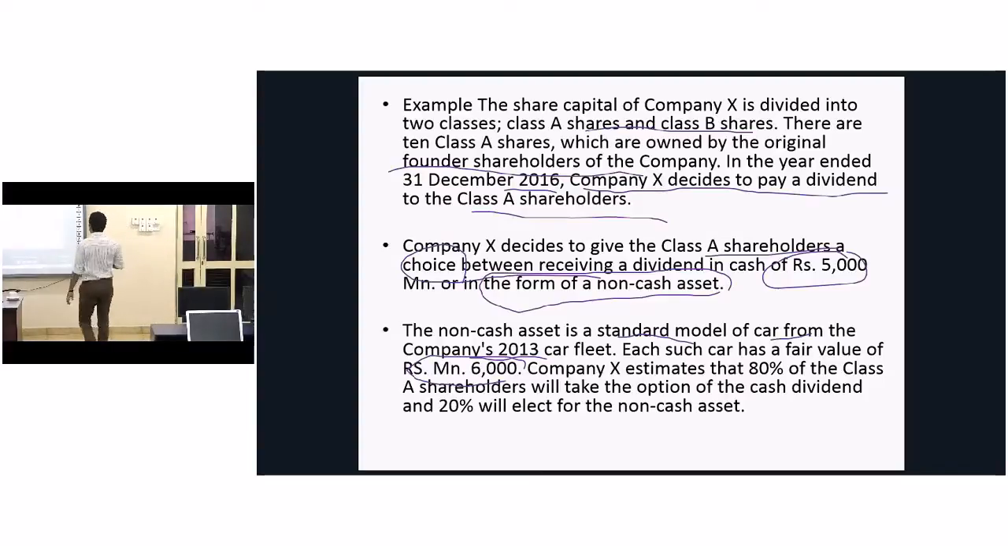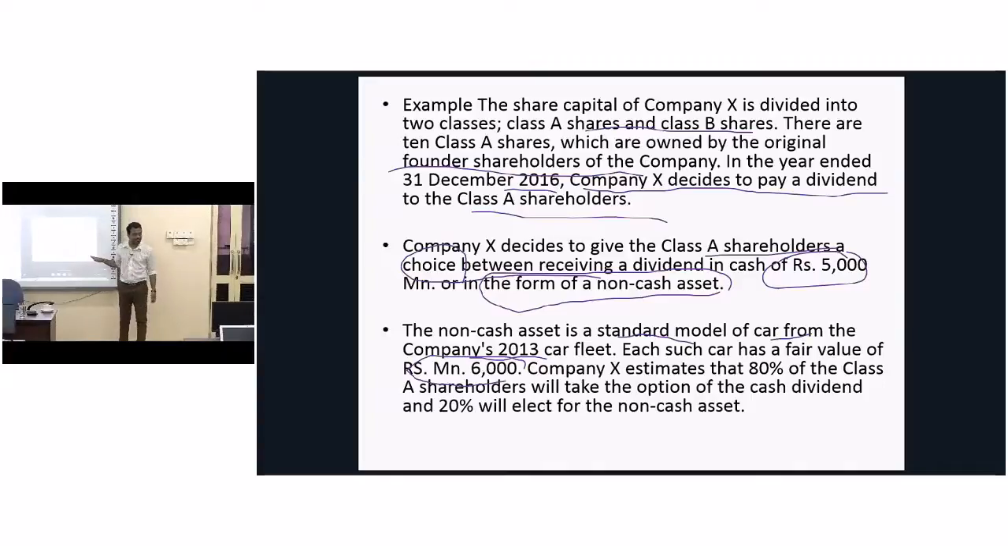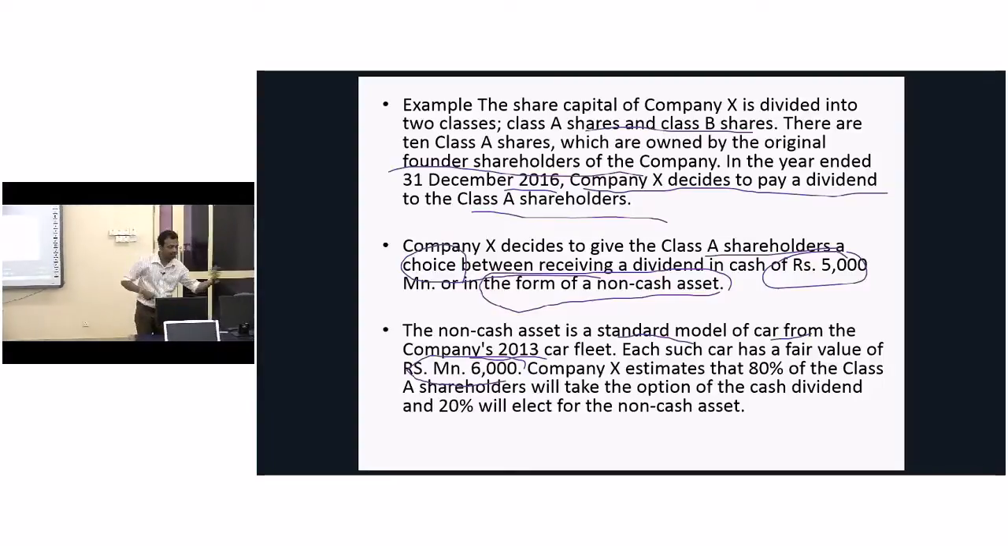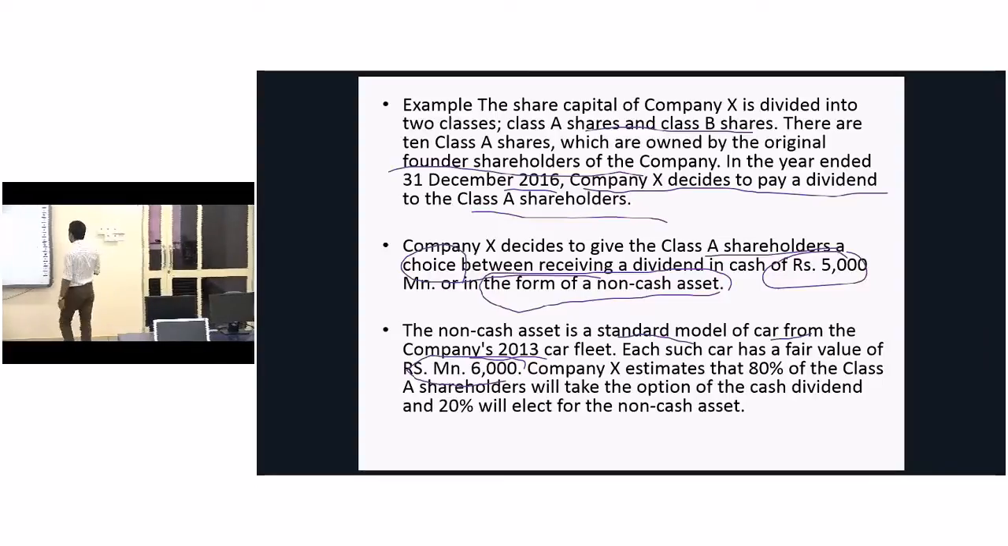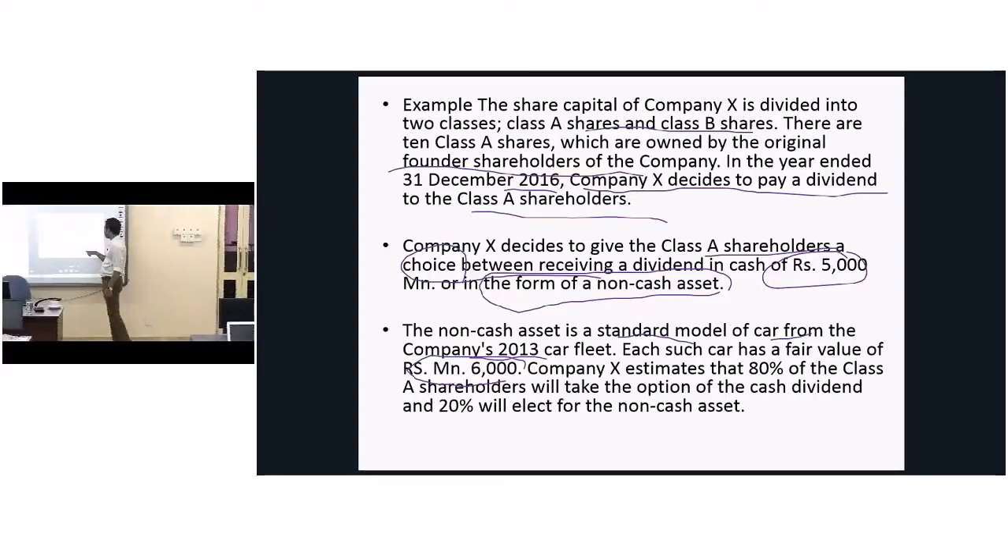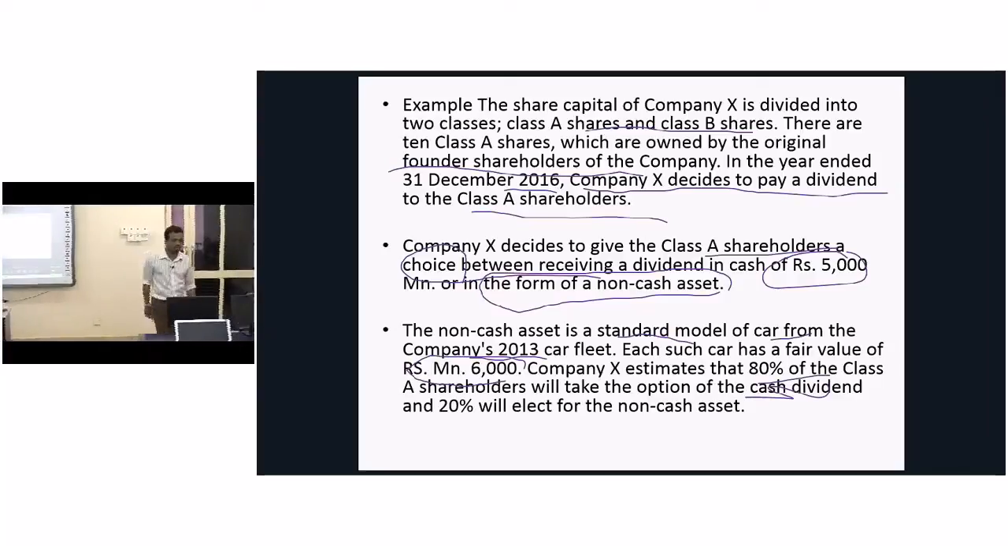That means it's like a win-win situation for both parties. The customer also has a chance. Instead of 5,000, he can get 6,000 worth of car. If it is to be bought from the market, you have to spend 6 million or more, but here he gets that car for 5 million. That's the benefit. Now Company X estimates that 80% of Class A shareholders will take the cash dividend option and 20% will take the non-cash option. What is the fair value of this dividend payable?